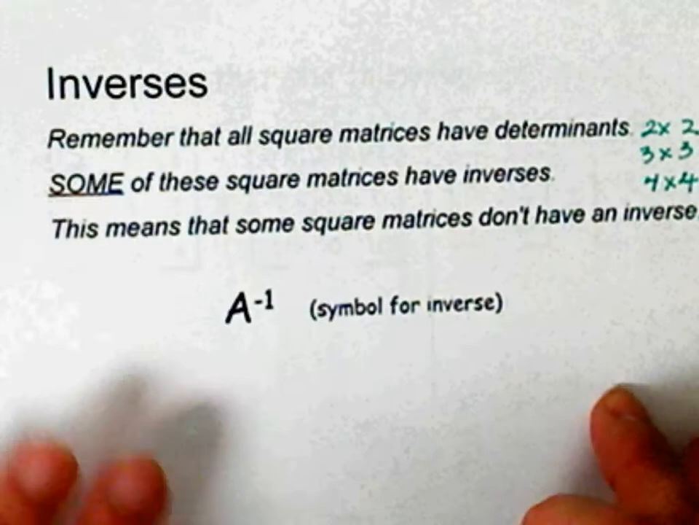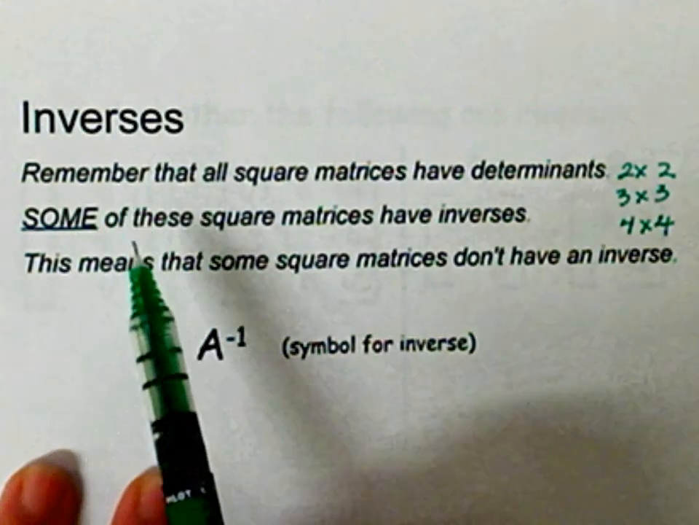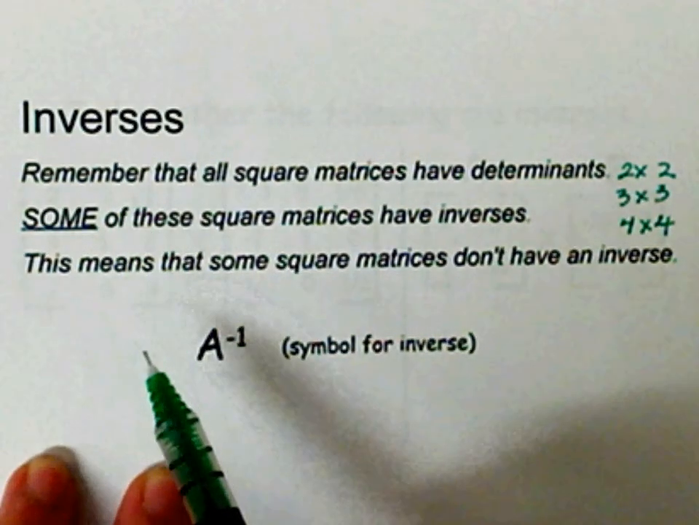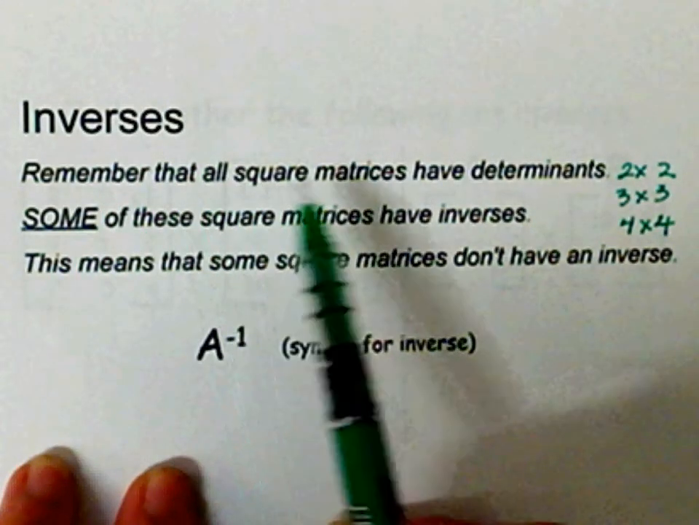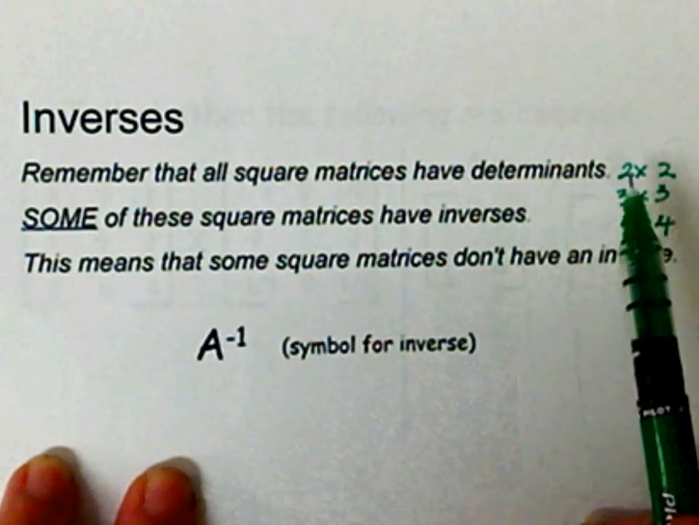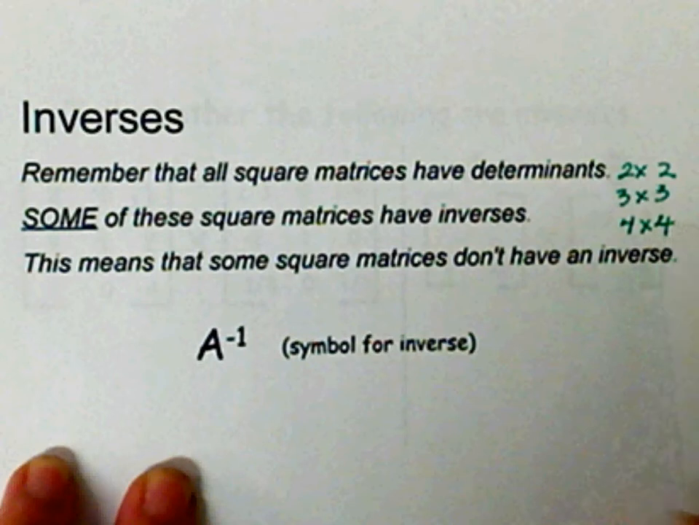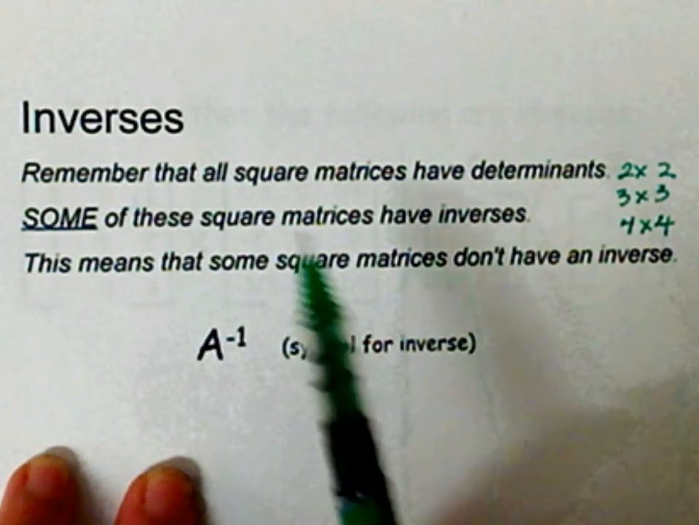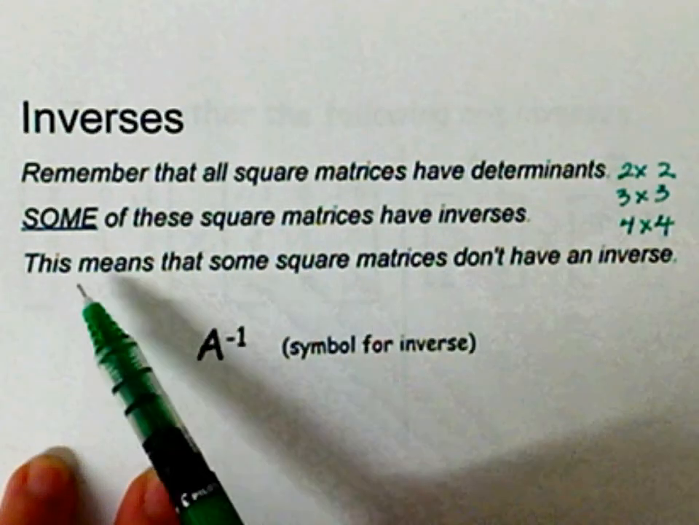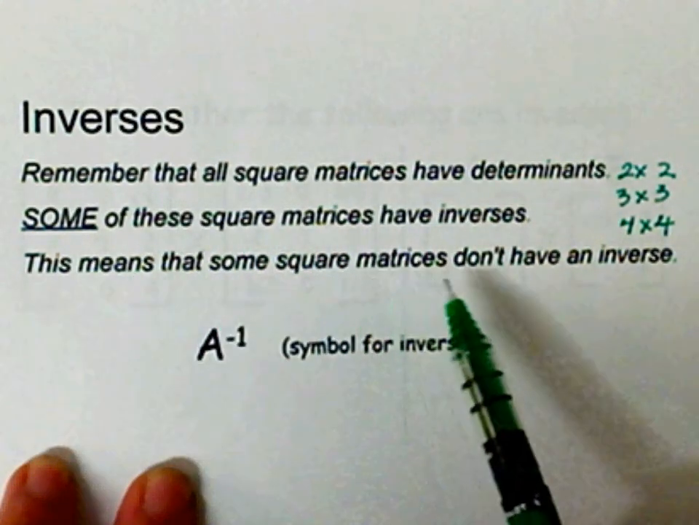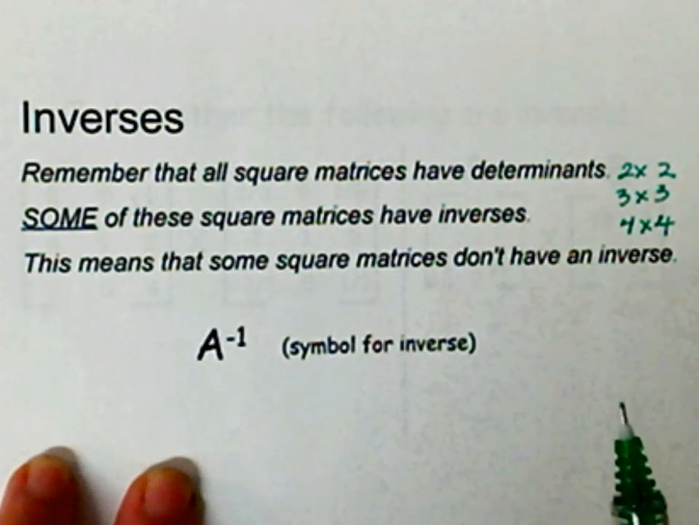So here's our notes for the inverses. You may pause this video at any time to write these notes down if you wish, and then continue on. Inverses. Remember that all square matrices have determinants. Square matrices are like a 2 by 2, 3 by 3, 4 by 4, and so forth. They form a square. Some of these square matrices have inverses. This means that some square matrices don't have an inverse. Just because it's a square matrix does not mean you're going to have an inverse.